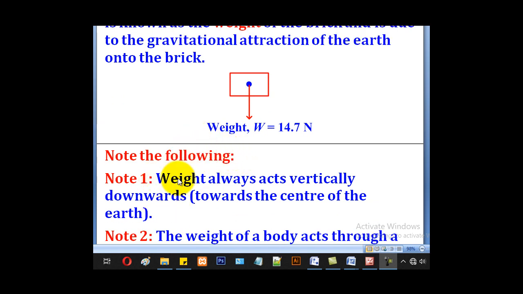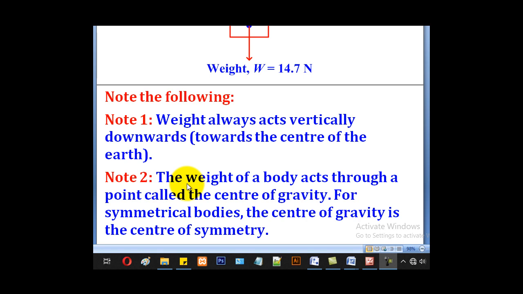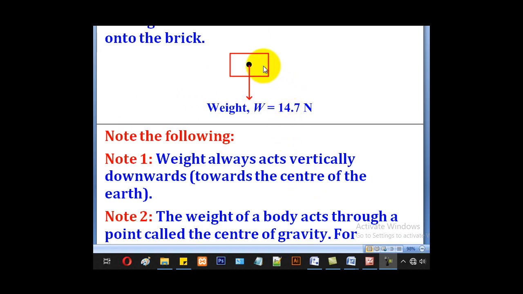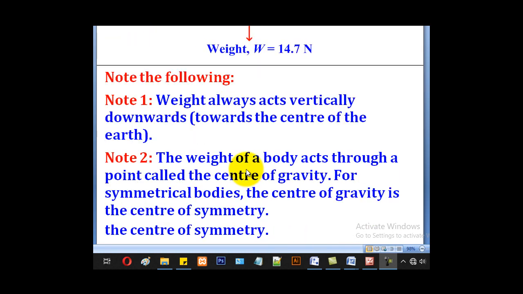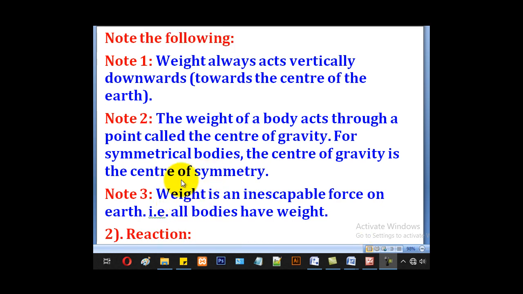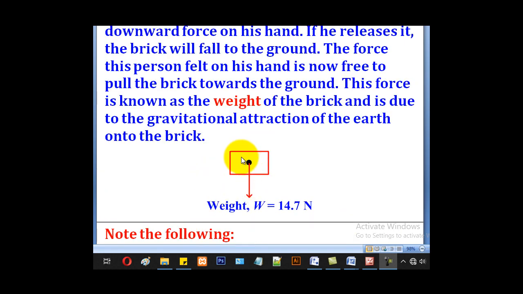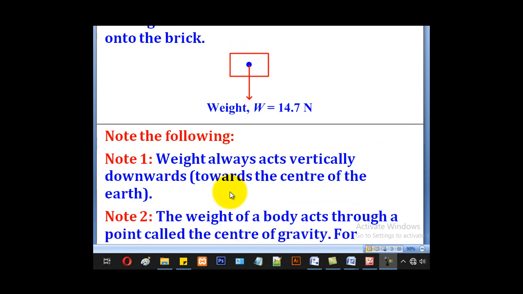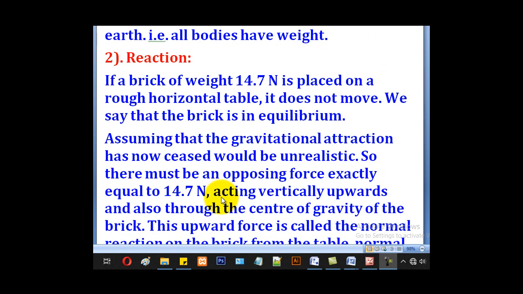So what we should know about the weight is that it is always acting vertically downwards, in other words towards the center of the earth. And second, notice that the weight of all bodies acts through a point called the center of gravity. So this is the center of gravity if it is symmetrical, and that is where weight acts from. And thirdly, weight is an inescapable force on earth. In other words, all bodies have weight, all people have weight, all animals have weight, all birds, all bodies have weight. Now that we know weight, we can now discuss reaction.